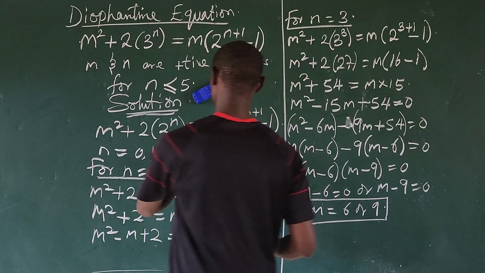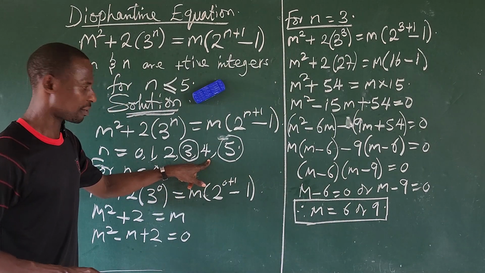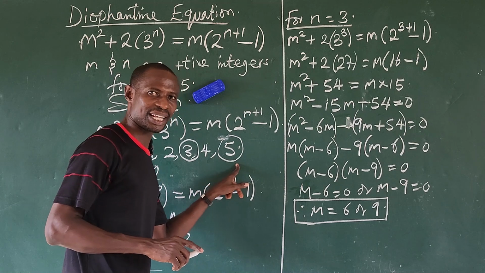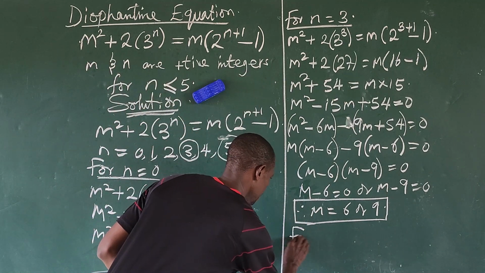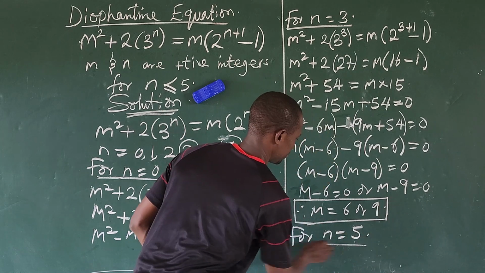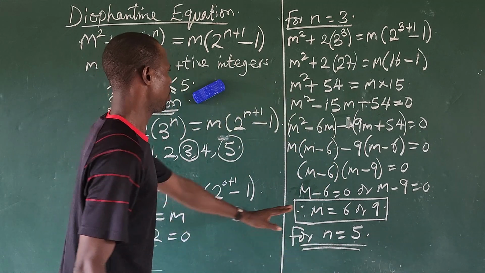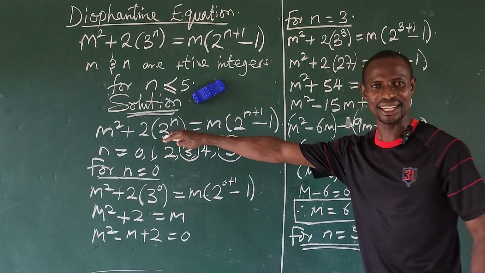Now, like I said, I've checked for this. This will give us negative integer. So we want to check for this now. What will be the value of this? So let's say for n is equal to 5. So when n is equal to 5, what will be the value of m? So let's keep this and continue on this side of the board.